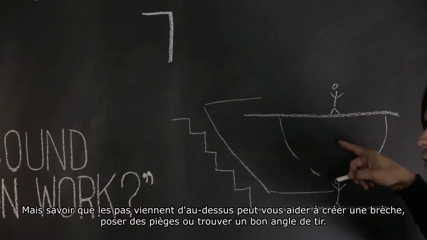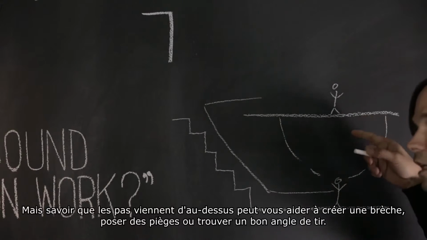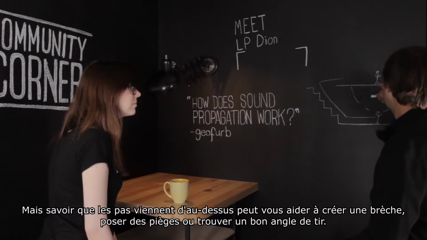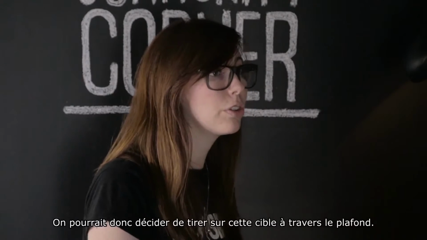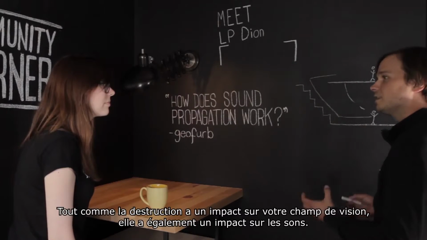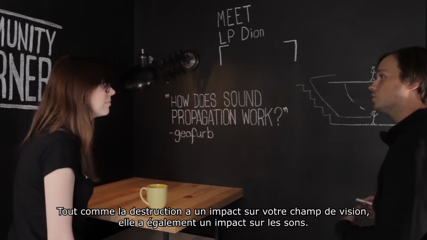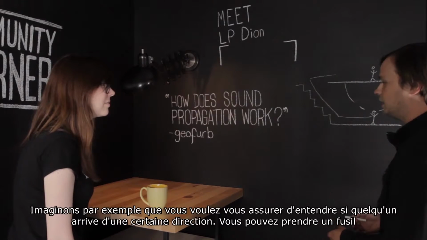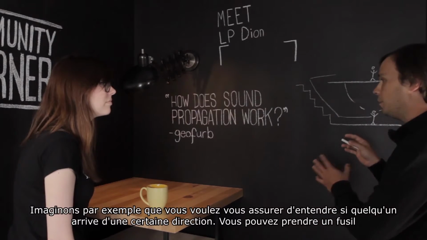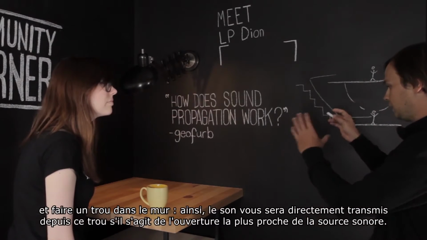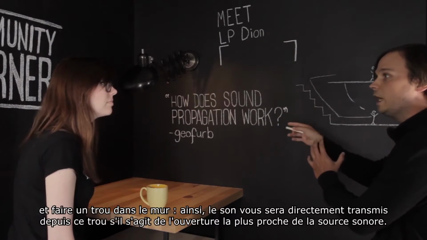But that added extra information of, oh, he's right over me, well, that can help a lot with breaching traps and also line of sight floors. So you could decide to shoot him through the floor as well. Yeah. And then what happens once we introduce destruction? As we use destruction as line of sights, you can use destruction as line of sounds if you want. So let's say you want to make sure you hear somebody coming from that direction, take a shotgun, blow a hole in the wall, and that sound is going to come from that hole if it's the shortest way to hear the sound.